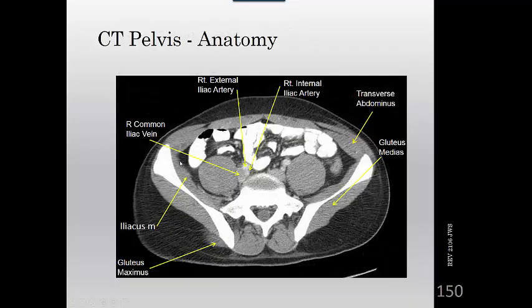Here we have the iliacus muscle, which lies alongside the inside of the pelvic ring here. Here is the right common iliac vein, and the right external iliac and right internal iliac arteries are highlighted here. Here's the transverse abdominis and the gluteus medius. The gluteus maximus is starting to come in right there.